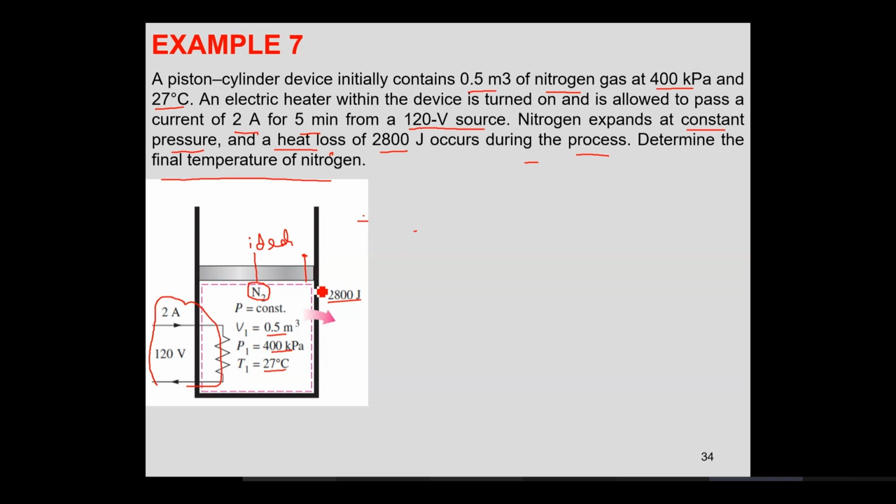The information given to you is that you have electrical work that you can calculate using the V I delta t equation: voltage multiplied by current multiplied by the time in seconds would give you the energy in joules. And if you divide this by 1000, it would give you the total energy in kilojoules. This is the electrical work that has been done on your closed system.